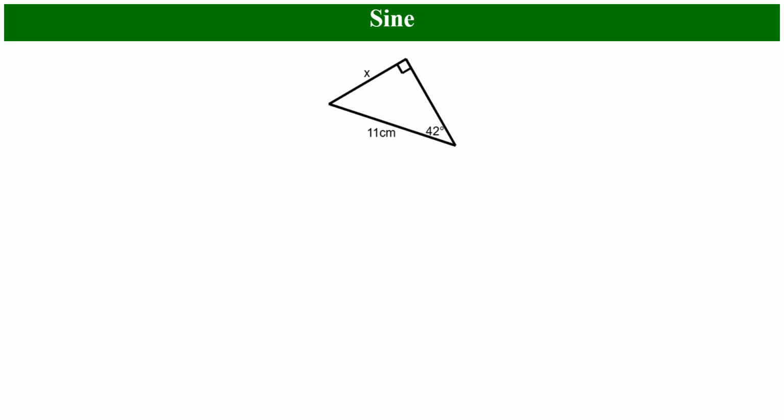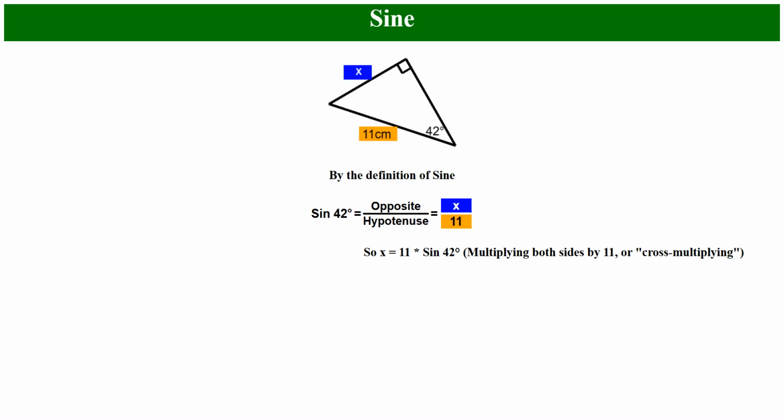So let's write down the definition of sine. Sine of 42 degrees is the opposite over the hypotenuse. And in this case, that will be x over 11. Now, again, we need to find the value of x. So to do that, we will multiply both sides by 11, or we can say cross multiply. When we do that, we get x is equal to 11 multiplied by sine 42 degrees.